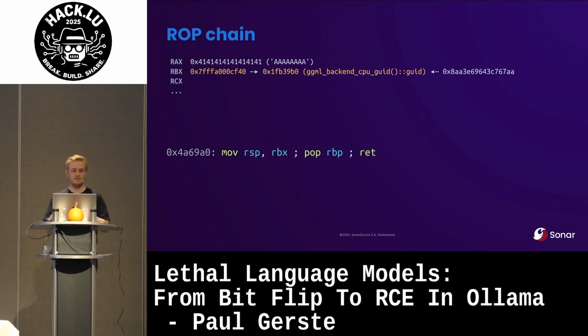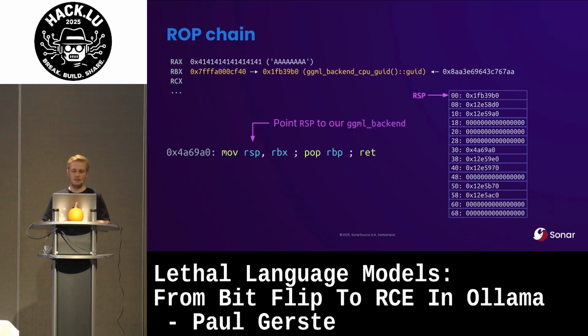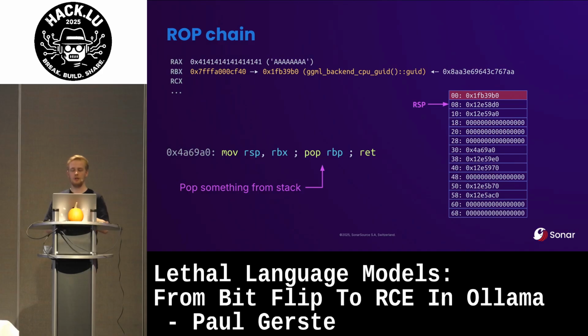It moves RBX into the RSP register, which just makes it the new stack. And then the stack looks like this. The gadget then pops something from the stack, which is very, very convenient because the first thing in the GGML backend struct is a pointer to the GUID. So it's a pointer to a read-only section.